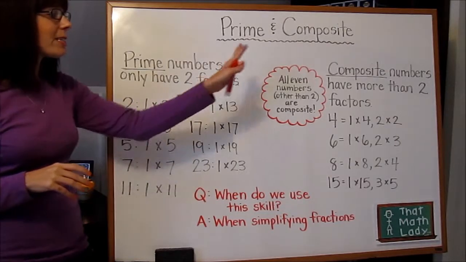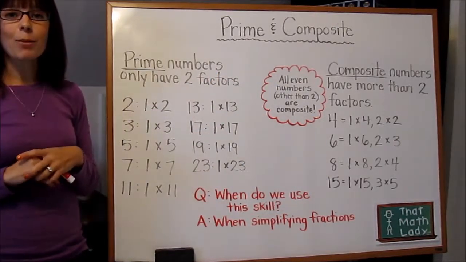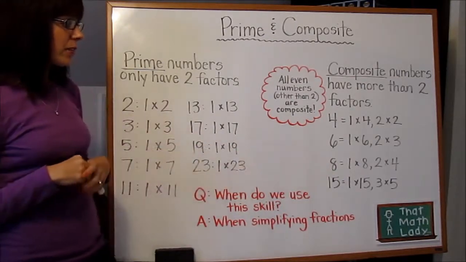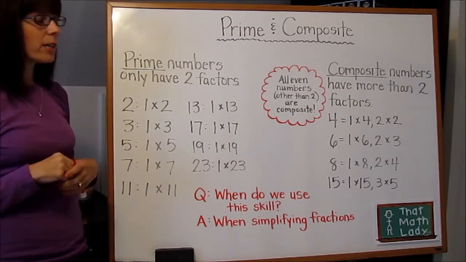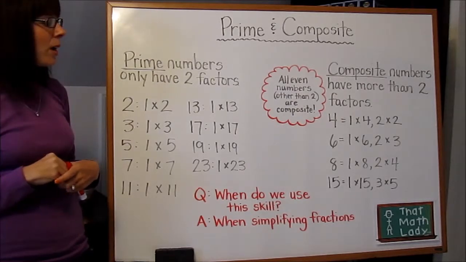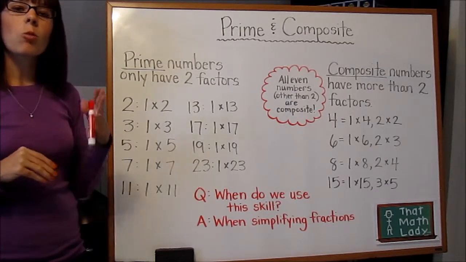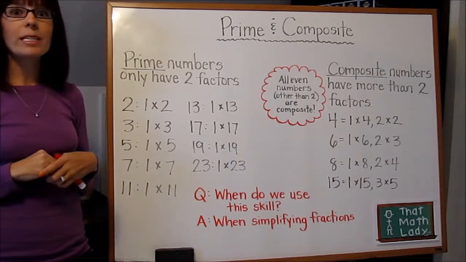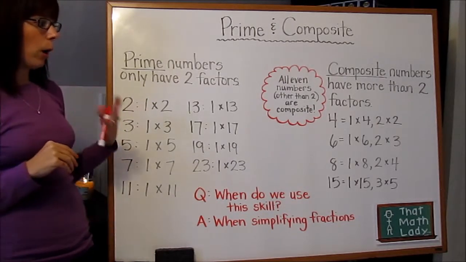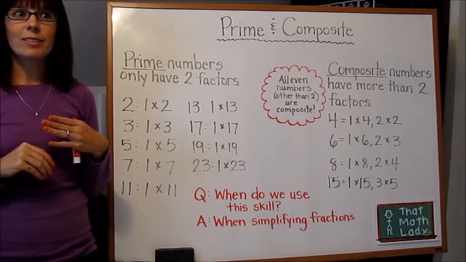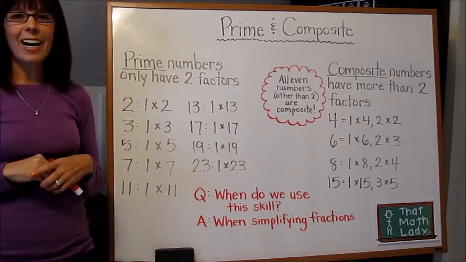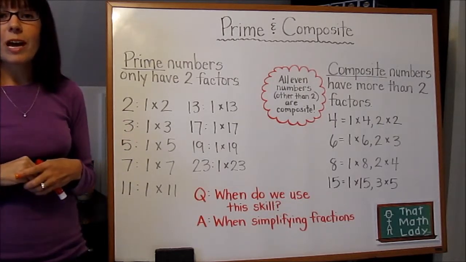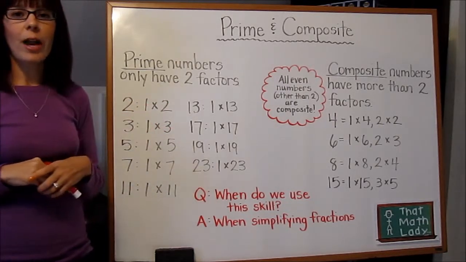And just to show you that it's not only even numbers that are composite numbers, we do have some odd numbers that are composite numbers. Numbers like 15, which is 1, 15, 3, and 5. The number 21 is 1, 21, 3, and 7. The number 27 is 1, 27, 3, and 9, and so on and so forth. And then any multiples of 5, because you'll always have 5 going into that number.